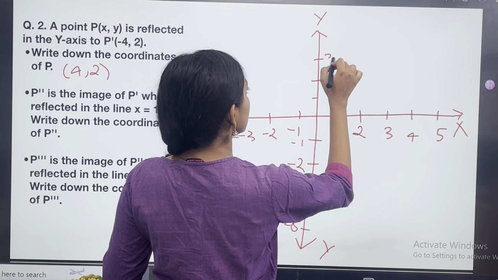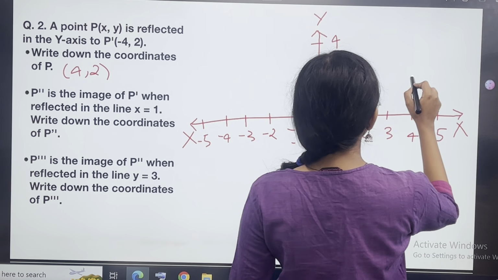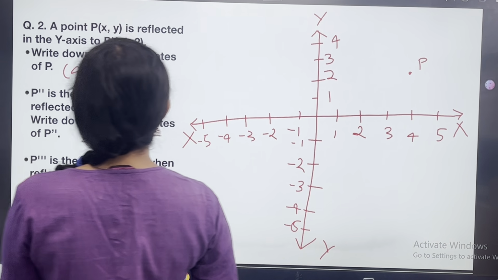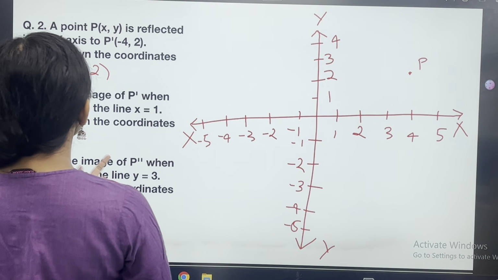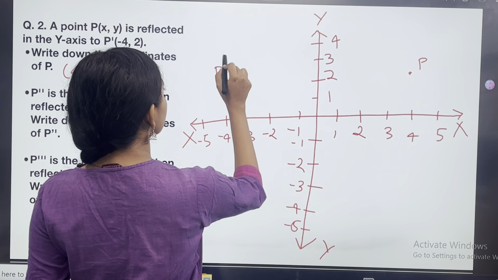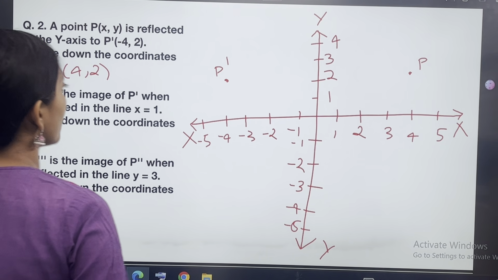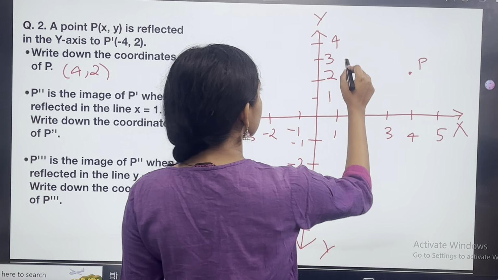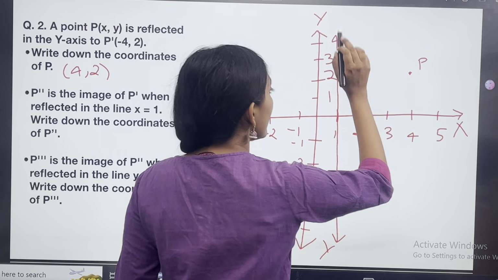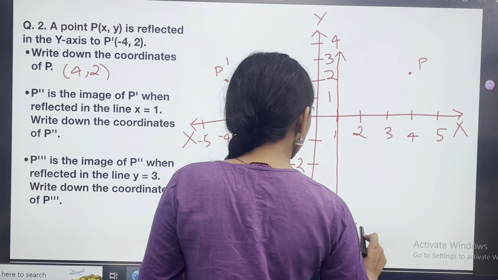1, 2, 3, 4. Okay, so let's just plot P (4, 2). So your (4, 2), this is your P. Then P double dash is the image of P dash. So P dash is (-4, 2). P double dash is the image of P dash when reflecting in the line x is equal to 1. So x is equal to 1 is this line, right? Why is this the line? Because anywhere on this line, the x-coordinate will always be 1.